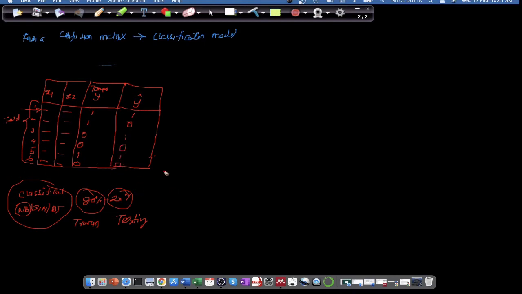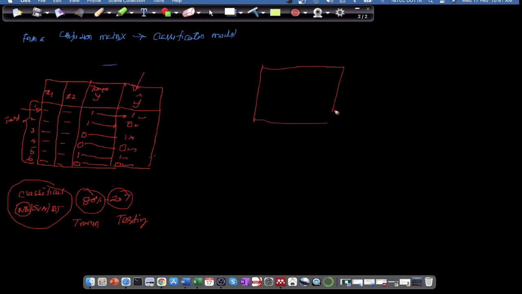Out of that, you can see this was 1 and it is predicted as 1. This is correct. This was 1 but it is predicted as 0, so it is incorrect. This was 0 and predicted as 1. This is also incorrect. This is predicted correctly. This is predicted correctly. This is predicted correctly. Right? Now, based on the predicted values we have evaluated, we have to form the confusion matrix.